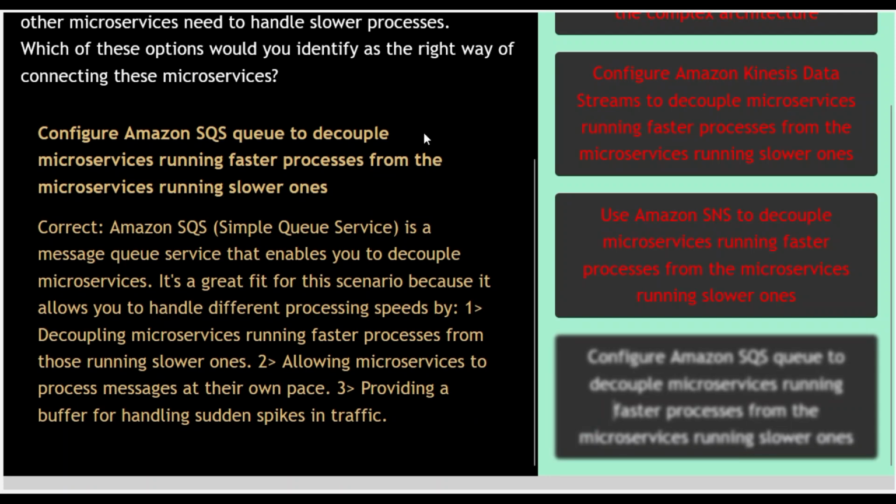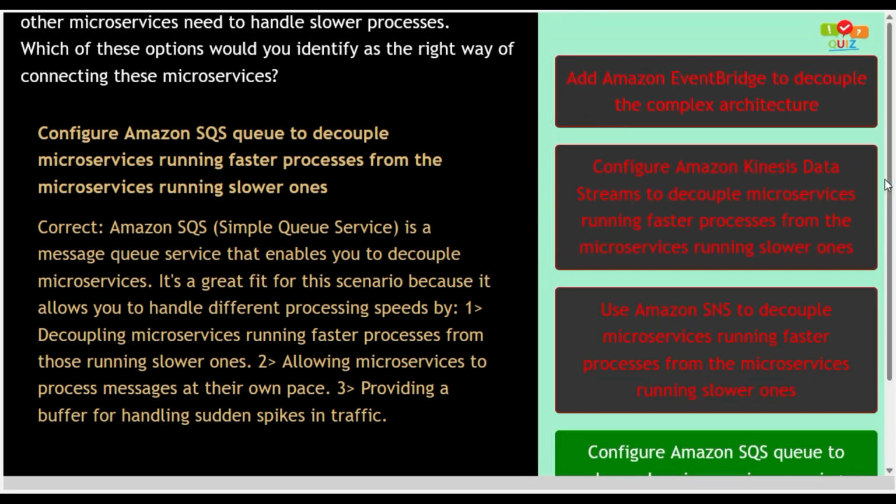Option 4, configure Amazon SQS queue to decouple microservices running faster processes from the microservices running slower ones. This option is correct because Amazon SQS is a message queue service that enables you to decouple microservices. It's a great fit for this scenario because it allows you to handle different processing speeds. It also allows microservices to process messages at their own pace, and it also provides a buffer for handling sudden spikes in traffic. Okay, this is why option number 4 is the correct answer for this question.